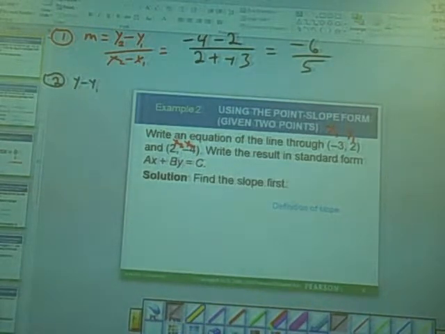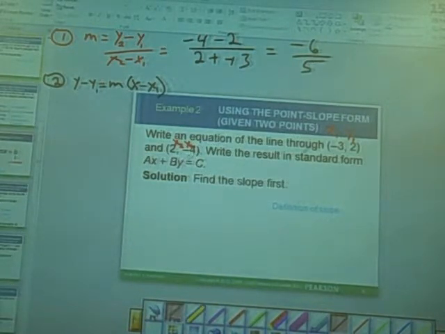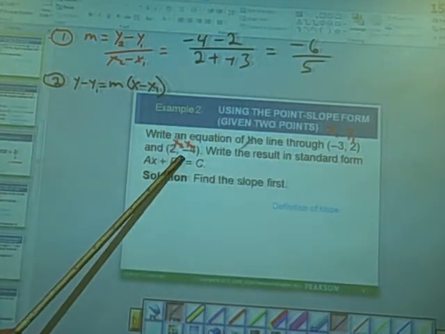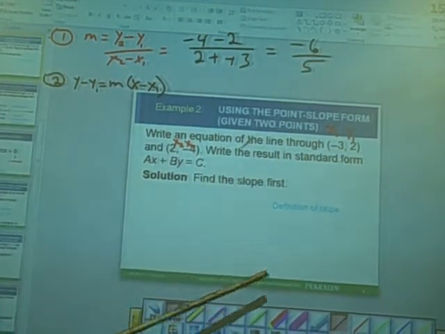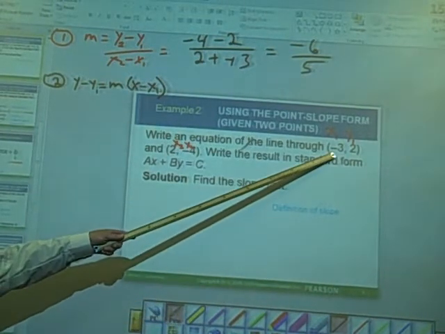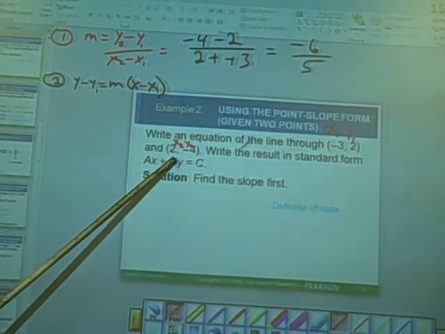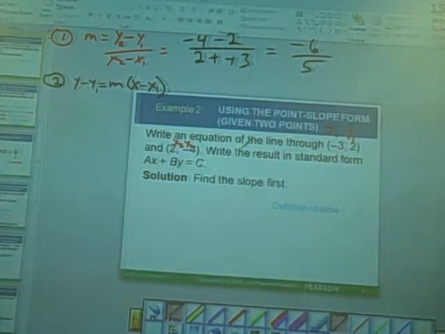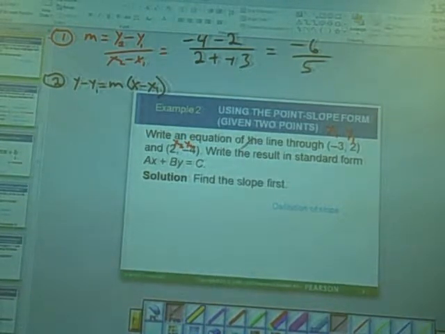y minus y1 equals the slope times x minus x1. Okay, now here, you're going to just use one of the points. So you can use either one. Okay, you can use either -3, 2 or 2, -4. It doesn't matter. If half of you used -3, 2, the other half used 2, -4, as long as you're using the same slope, everybody will get the same line. If they didn't, then something went wrong.